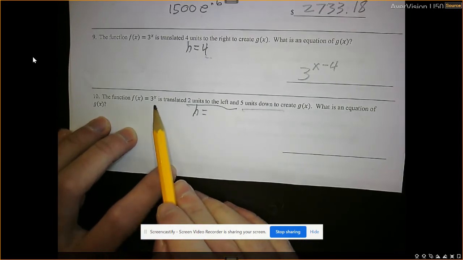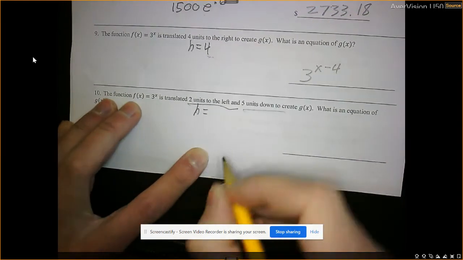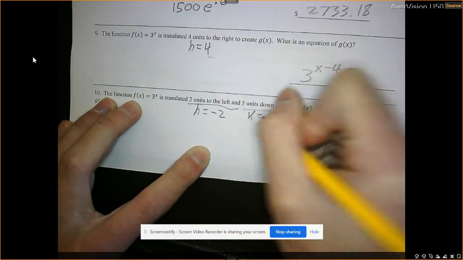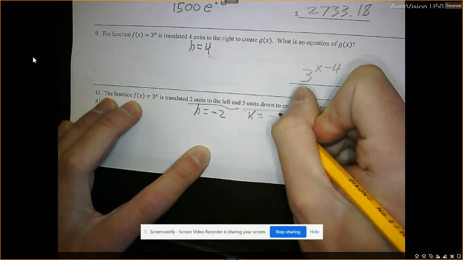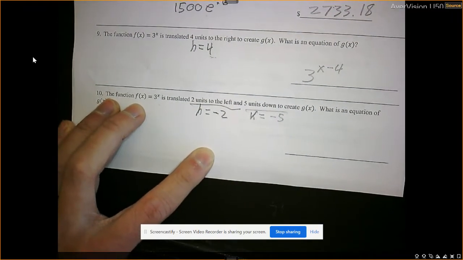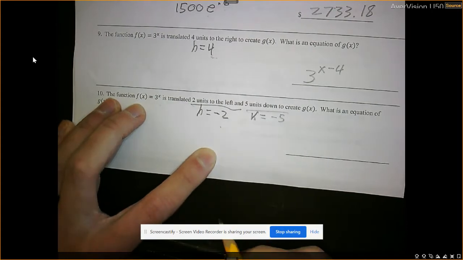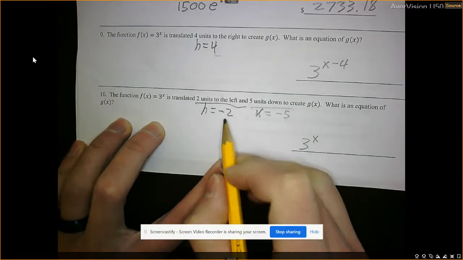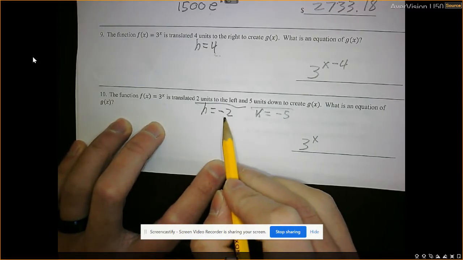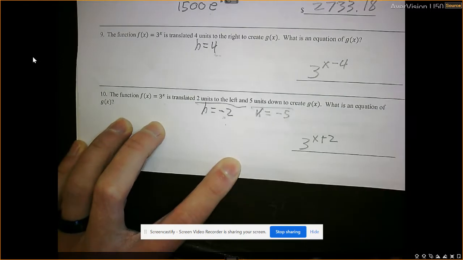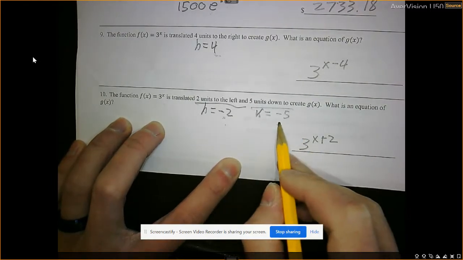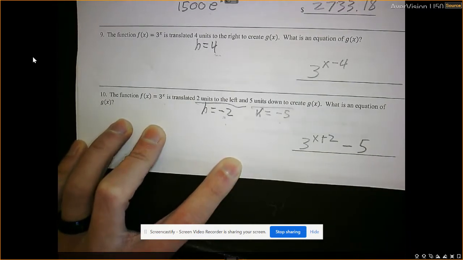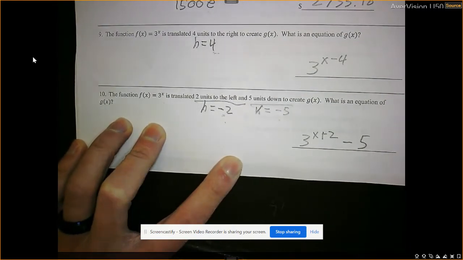Now, going ahead, 3 to the x is translated 2 units to the left. That means my h is -2. 5 units down, that's talking about my k value, and that is going to be -5 if we're going down 5. Because remember, k is what moves it up and down, h moves it left and right. Now we just put this all together. We have 3 to the x minus h. Well, if h is -2, x minus a -2 is actually like saying x plus 2. And then 5 units down, k equals -5. So that's like saying I have a plus a -5 or just a -5 out back. Same thing. Okay, let's keep moving.